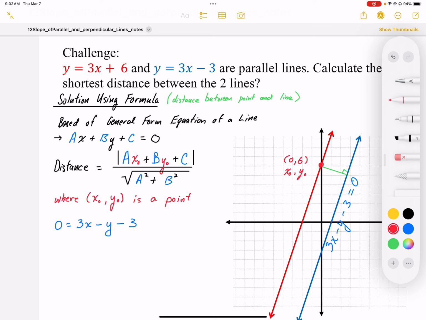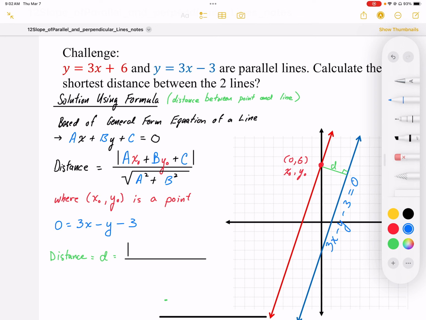Again, just make note that we could have chosen any point along that red line and we would find the same distance, because the distance from any point on that line to the blue line is the same regardless of where you choose it. So then my distance, using my distance formula, we'll call that d, is going to be, I'm going to plug in all the parts of this.